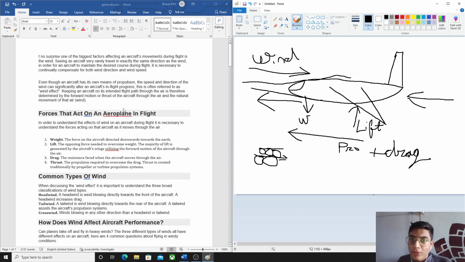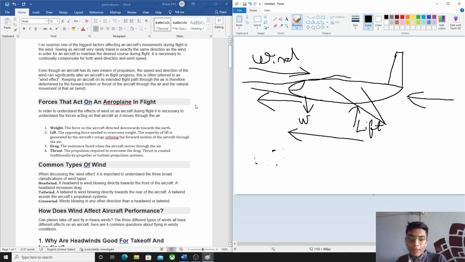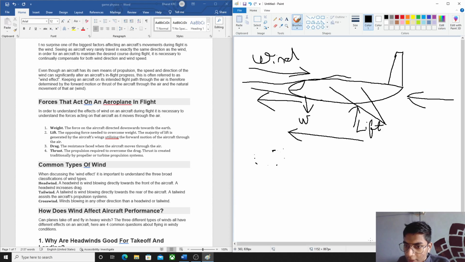Now we will be studying the common types of winds. First of all, the headwind. If we talk about the headwind, it is a wind blowing directly in front of the aircraft. It always increases drag. Let us consider a general direction.